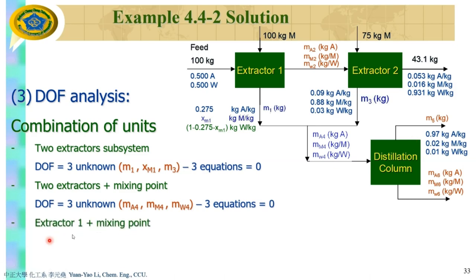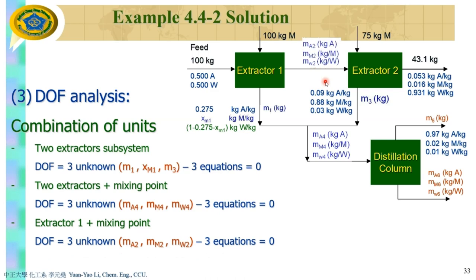So now, we have extractor one and mixing point one here. How many inputs and how many outputs? Two inputs and two outputs. How many unknowns? It was six, right? One, two, three, four, five, six. But luckily, you solved the problem of this MA4, M4, and W4. So now, how many unknowns do you have? Only three. So you have three unknowns and three equations, and you solve the problem. You got the answer of this M2, MA2, MM2, and MW2.